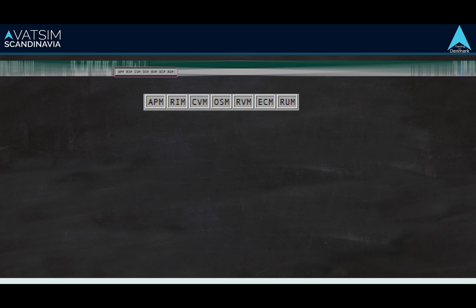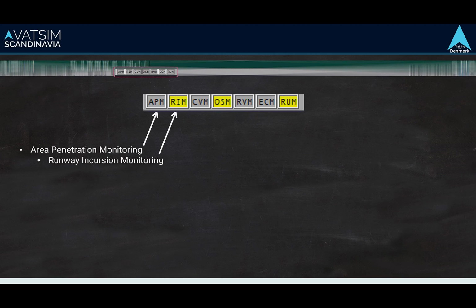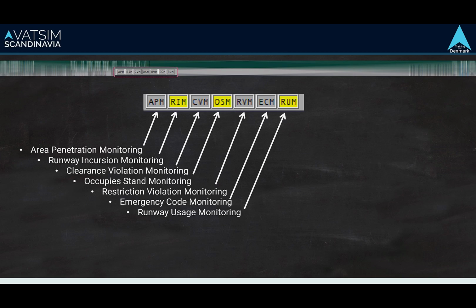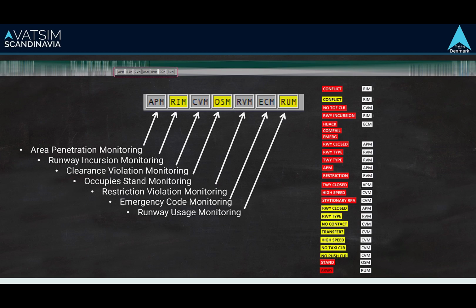They can be turned on or off in the top bar menu and include APM, area penetration monitoring, REM, runway incursion monitoring, CVM, clearance violation monitoring, OSM, occupied stand monitoring, RVM, restriction violation monitoring, ECM, emergency code monitoring, and RUM, runway usage monitoring. Each of these has different warnings, not just the letters, but actually all different kinds of types. You can turn them on and off as you like, however we recommend you leave them all on. By the way, yellow is off, blank is on.